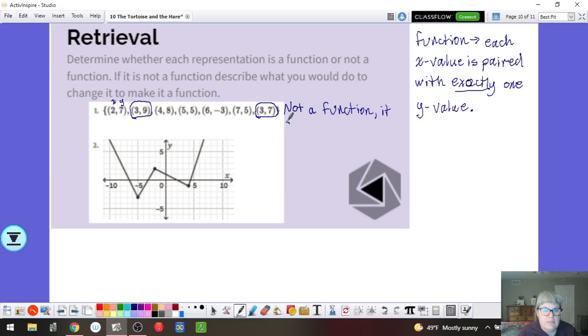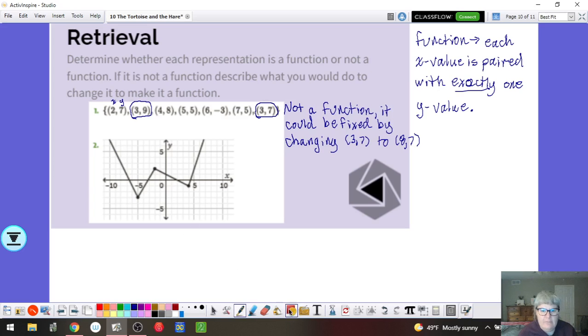It could be fixed, and this is not by any means the only way to fix this, by changing 3, 7 to 8, 7. We would then have different values of x in every single point. So what you want to do is make sure that you don't have any x values repeated.